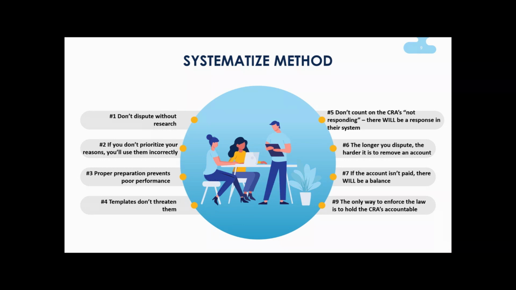Number 7, if the account isn't paid, there will be a balance, like I mentioned. The only way to enforce the law is to hold the CRAs accountable, and the only way you do that is by disputing the right way, okay, and exhausting your remedies. All right, so look, I'm not the only company on the planet that fixes credit reports.